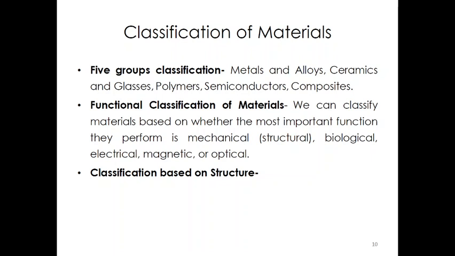The next classification is the functional classification of materials. We can classify materials based on whether the most important function they perform is mechanical, biological, electrical, magnetic or optical. The last one is classification based on structure. You just go through it in any textbook which is available to you and study the classification of materials.